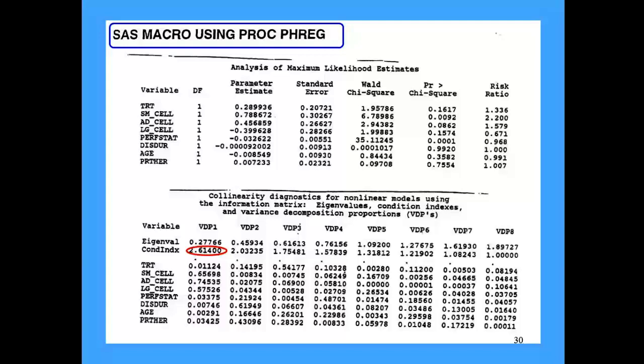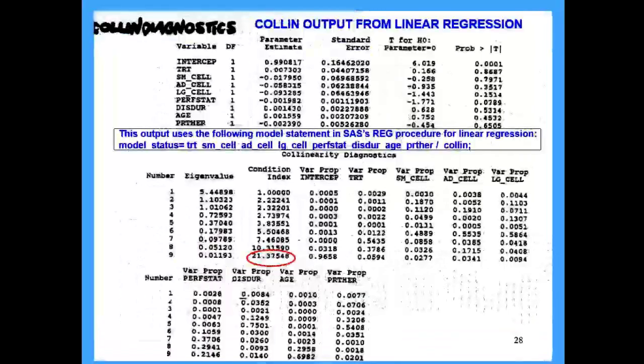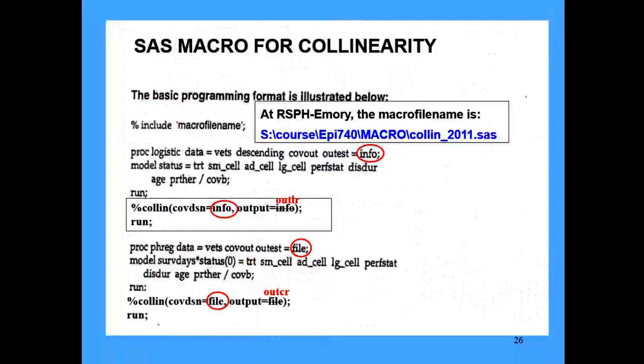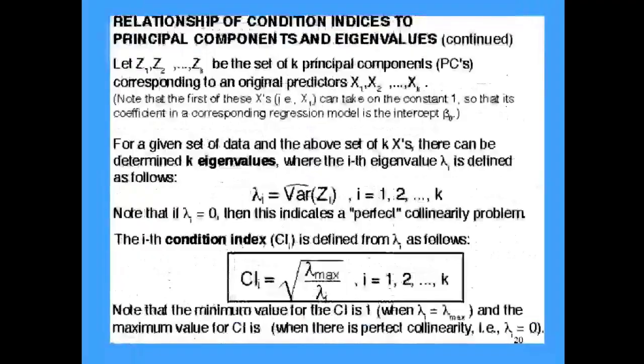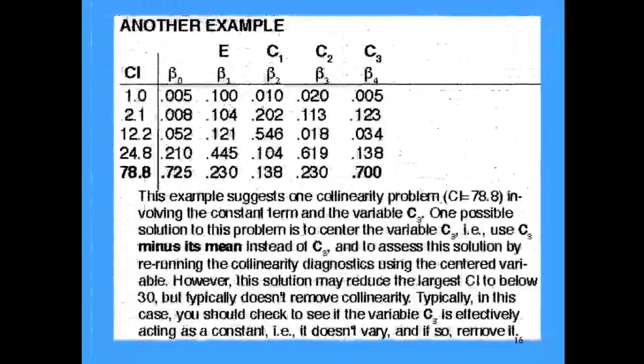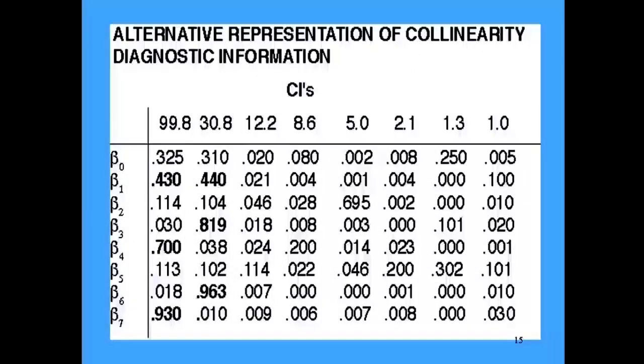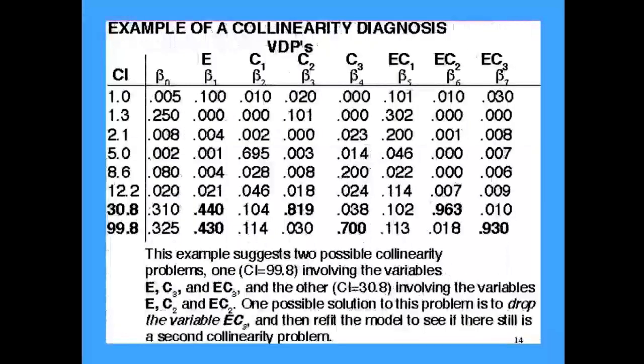So anyhow, what's the message? The message is, if you want to assess collinearity, you have to use the method by Belsley, Kuh, and Welsch, which involves condition indices and VDPs. You use that table that we talked about, and this is the code for it. That's the table that you look at, and that's how you go about the process of assessing collinearity.